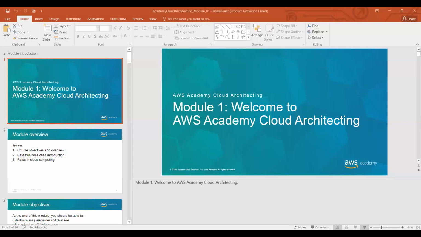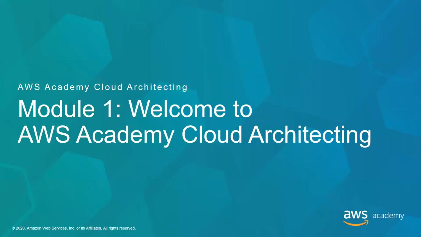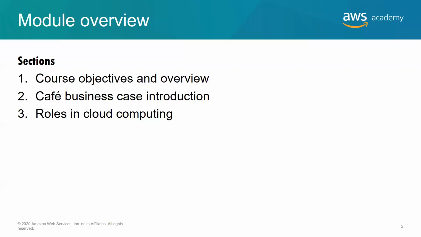So today I'm going to start with my AWS Academy Cloud Architecting course. In this course, the first section is the course objective and overview. We're going to take an example of a cafe business. Someone is going to start a cafe. When they start a cafe, who are all the persons responsible for the cafe, and what roles are they going to perform? All those things we are going to discuss in this module.